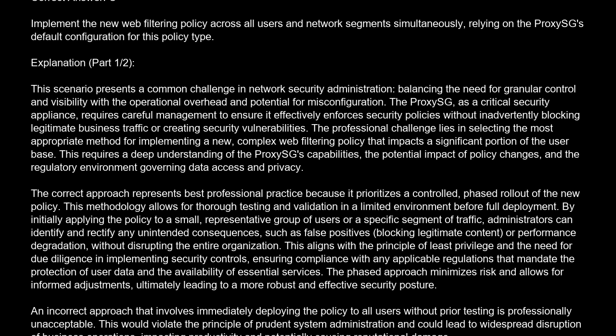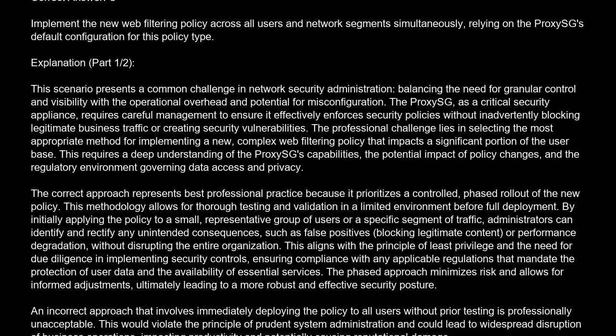The professional challenge lies in selecting the most appropriate method for implementing a new, complex web filtering policy that impacts a significant portion of the user base. This requires a deep understanding of the ProxySG's capabilities, the potential impact of policy changes, and the regulatory environment governing data access and privacy. The correct approach represents best professional practice because it prioritizes a controlled, phased rollout of the new policy. This methodology allows for thorough testing and validation in a limited environment before full deployment.